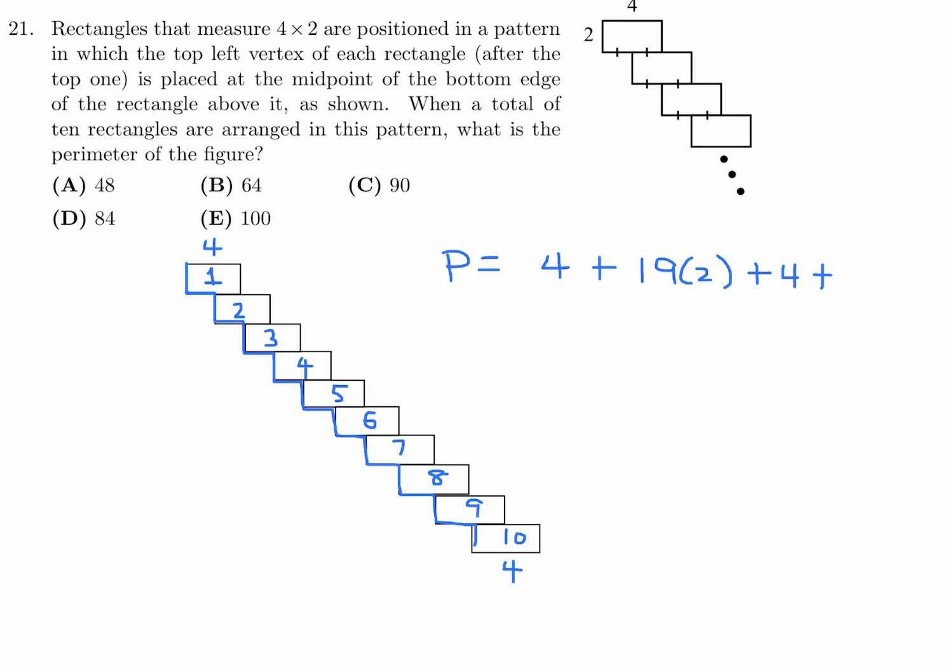And now let's count the other side. 1, 2, 3, up to 19. Which is what I thought. So this looks like 8 plus 38 plus 38, and therefore that is 84. So number 21, the answer is D.